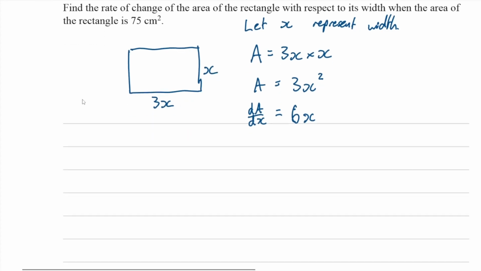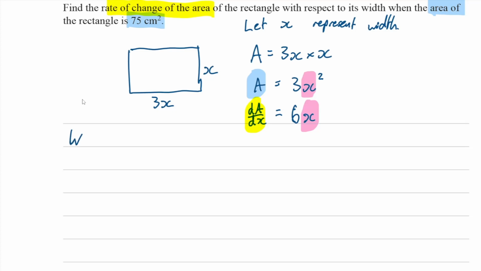Cool. Now, we're asked to find the rate of change of area, so dA by dx, when the area is 75 centimeters squared. So, we have an equation for area, which we can then find at what width that area occurs at. Right, so solving for x. We can then substitute that into our rate of change equation to find dA by dx. So, let's do that now.